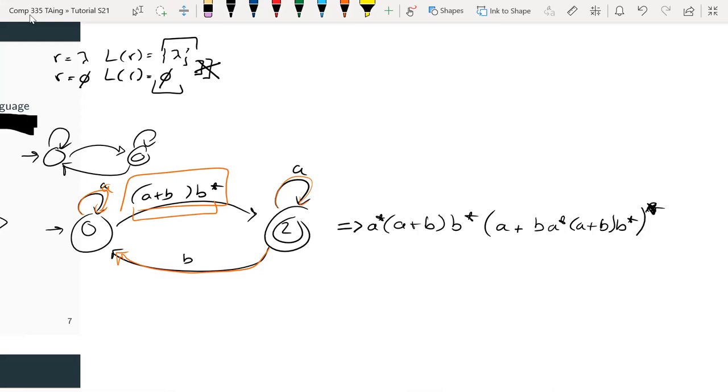So already, Nabil, I can tell that your equivalent expression isn't right, because you have an expression and then star, meaning that this implies that you only need lambda, and this implies, right, the fact that you have A or B without a star means that you need to at least have an A or B.